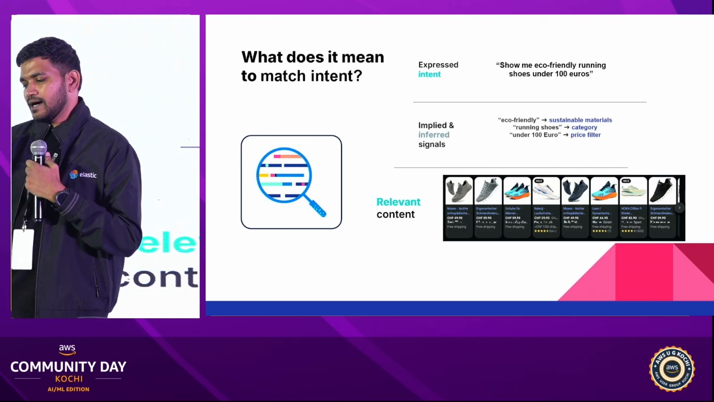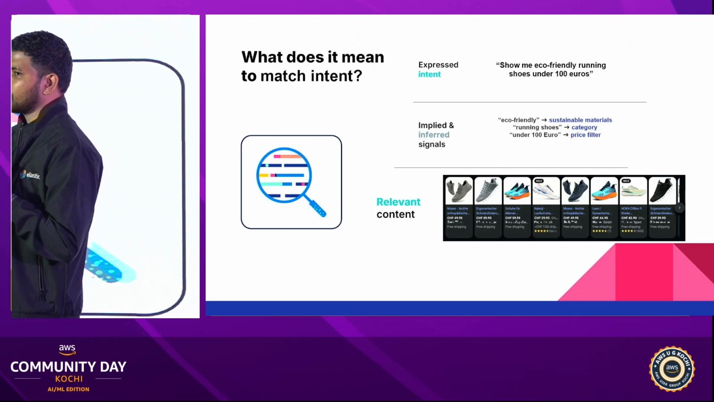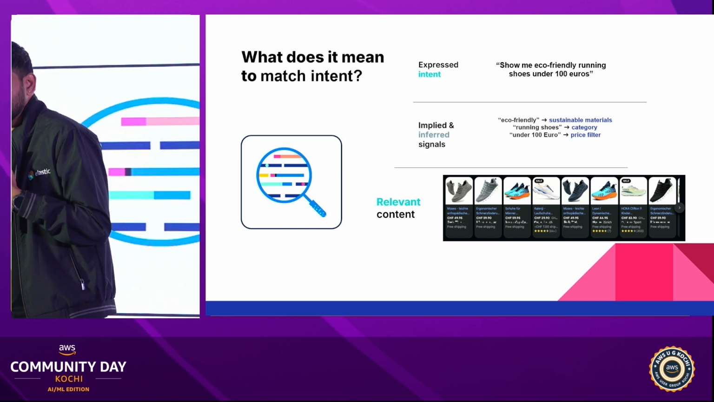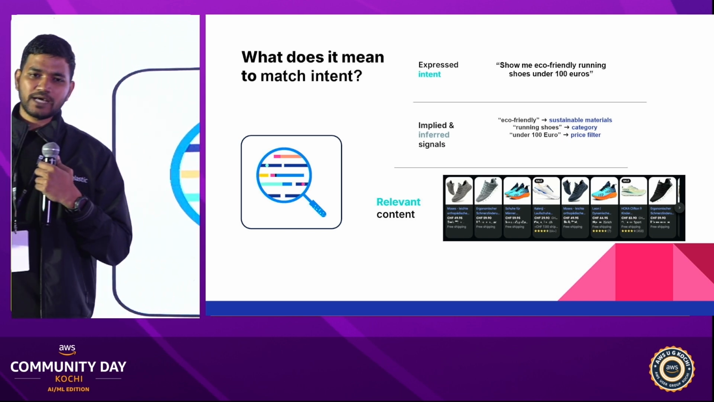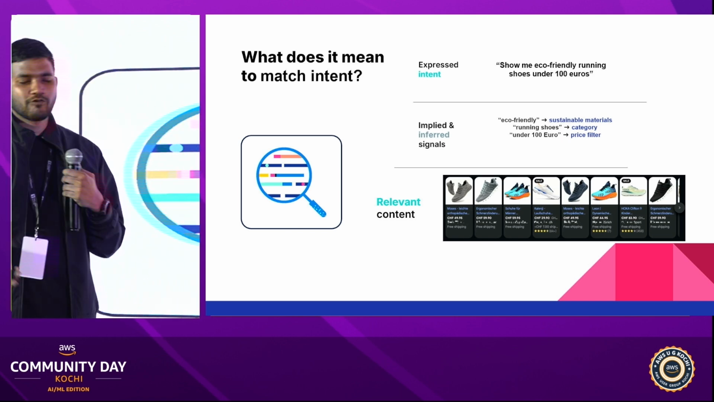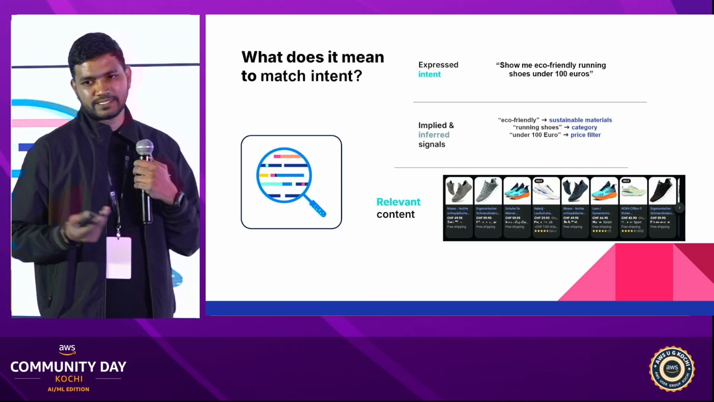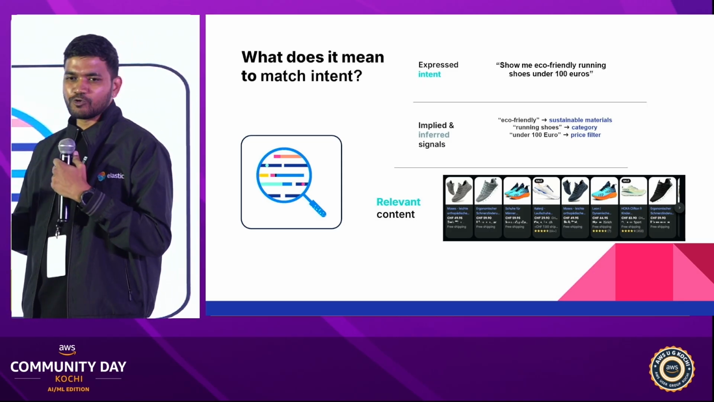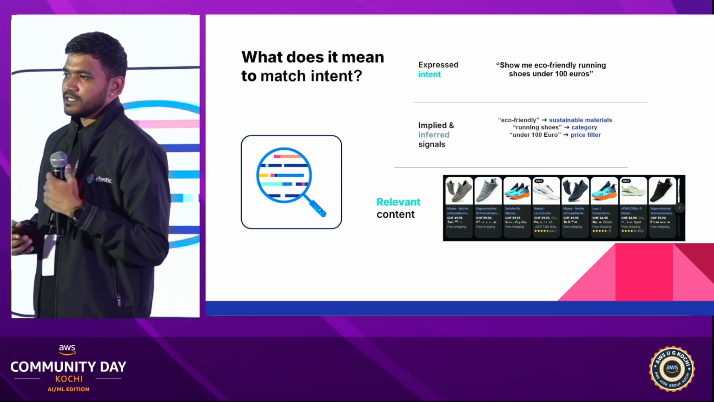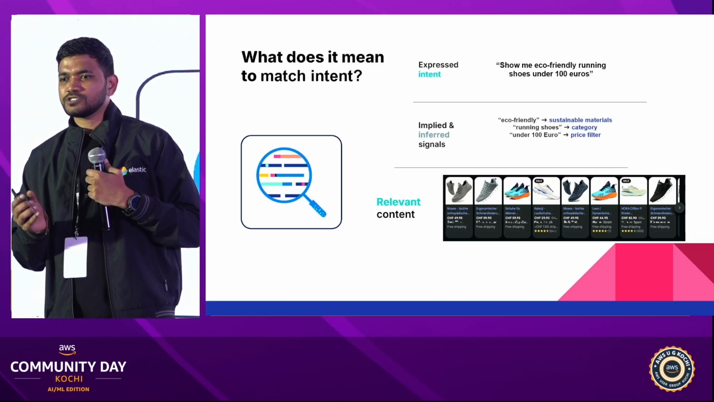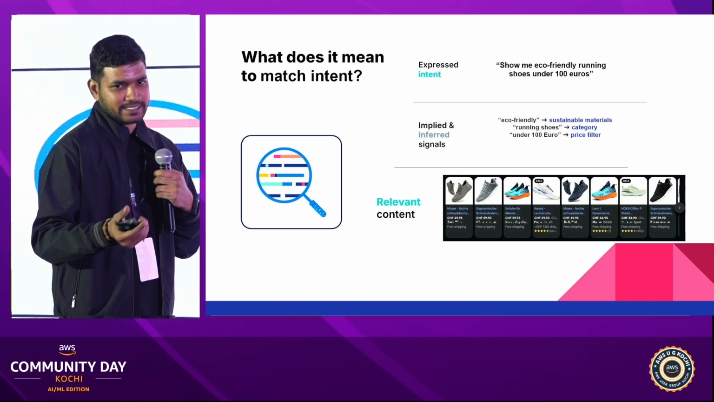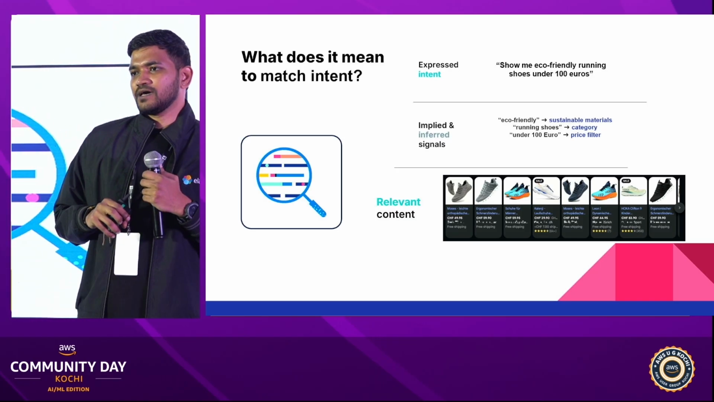Whenever we started searching, it became conversational. But what made sense is whenever you type a query saying, show me eco-friendly running shoes for, let's say, under 100 rupees or 100 euros. The reason it became very connected is that you're just trying to find out the intent. Like I said, it became intent-driven, right? Previously, it was not intent-driven.